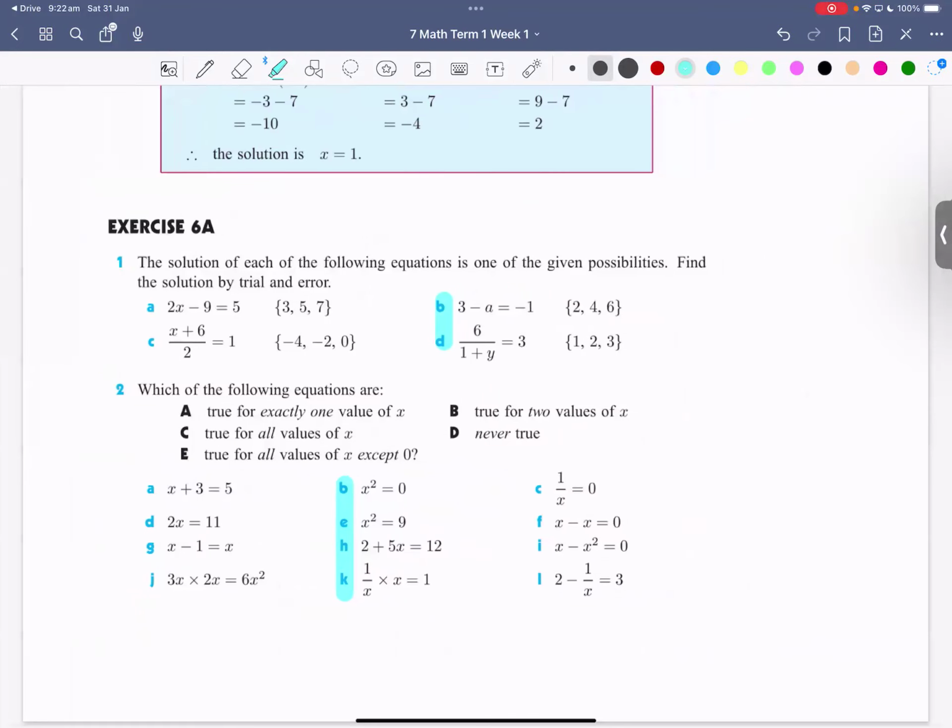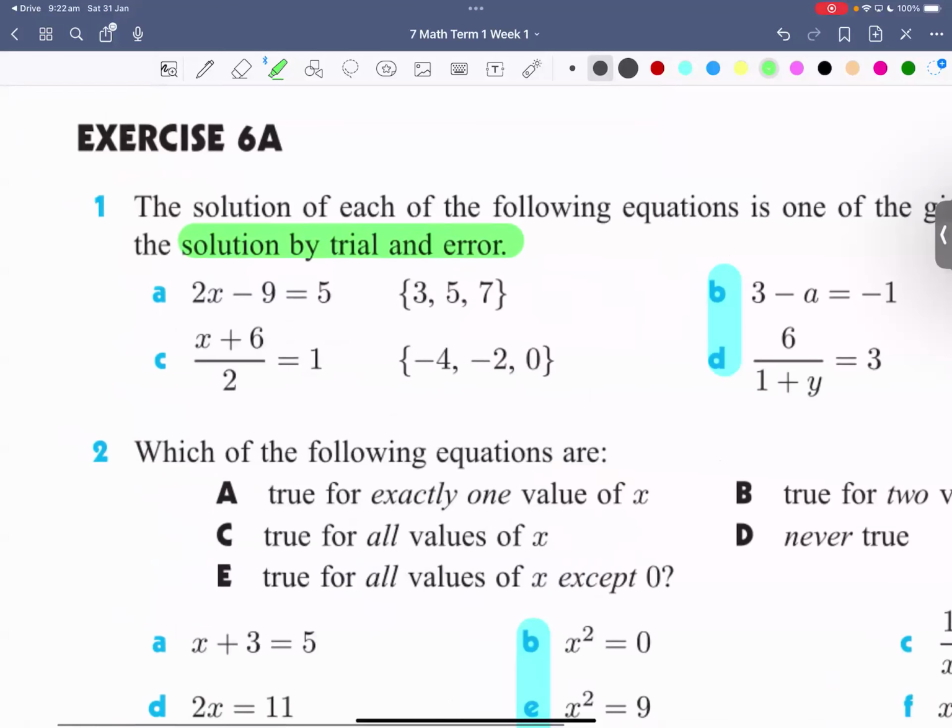The most silly way of solving equations is called trial and error. I'm sure everyone agrees it sounds silly. But there is a way of solving equations by trial and error, and I don't like it. There's a whole bunch of reasons why trial and error is not a good way of doing it. One reason is it could take forever. What if the answer is like 50? It's going to take forever for you to trial and error all the way up to 50.